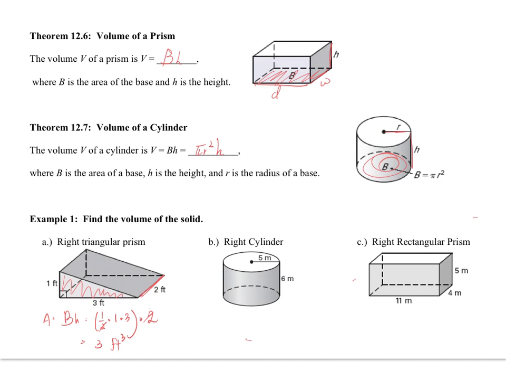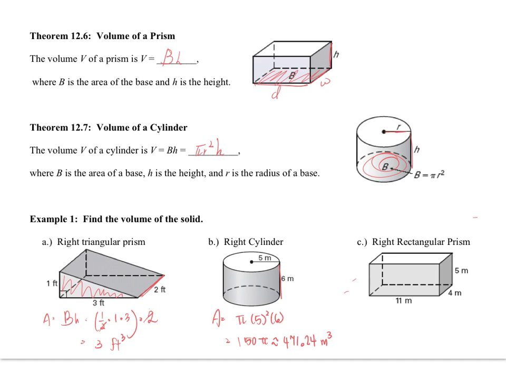And then for the right cylinder, the volume will just be pi r squared times the height of 6. If you leave it in terms of pi, it would just be 150 pi. And if you were to leave it in decimal form, it would be 471.24 cubic meters.